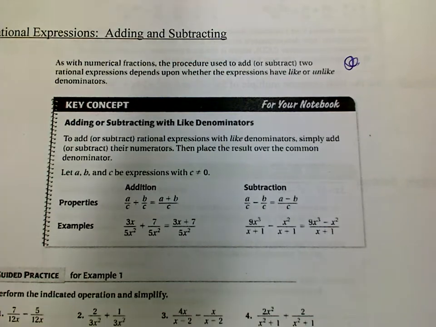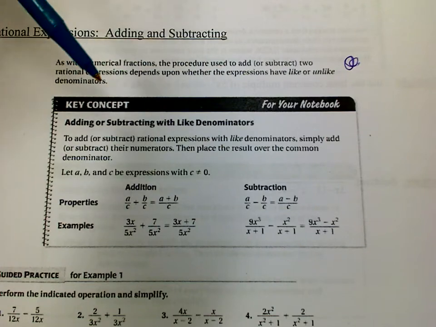So today in class we started talking about how to add and subtract rational expressions. And it's very similar to what we have to do when we're just dealing with numerical fractions. If they have the same denominator, we can just combine the numerators and write it over the common denominator. If we have unlike denominators, we need to find that least common denominator first.